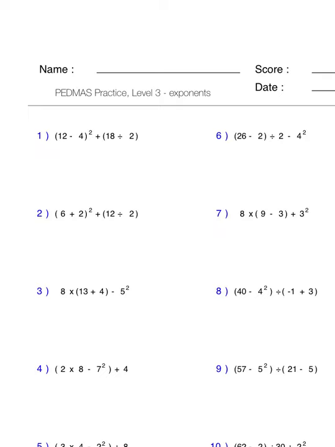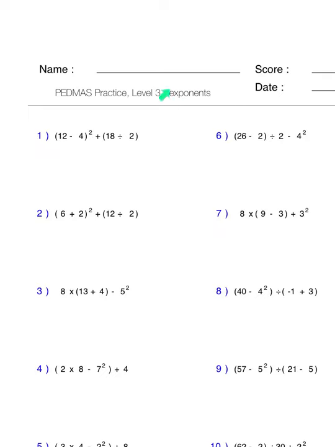You have made it to level 3. Congratulations. This is the top of the levels for grade 7, grade 8. If you're in grade 6 and you're here, congratulations. That's awesome. The reason why this is level 3 for order of operations is because now we're involving exponents.